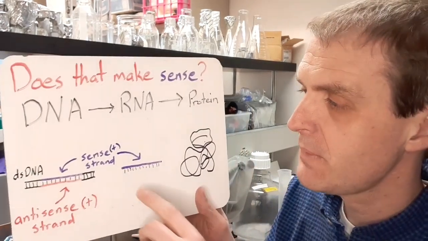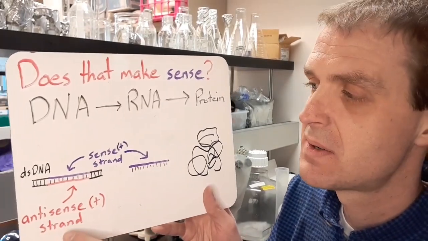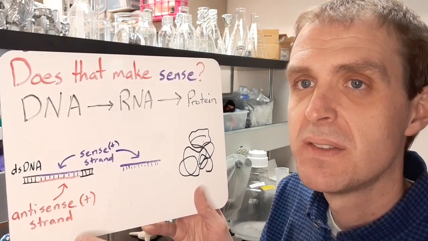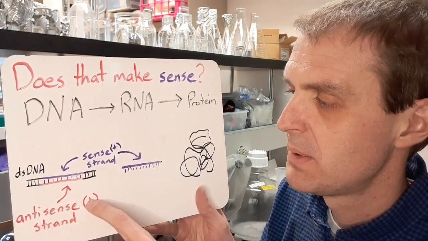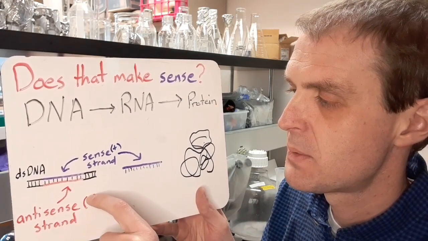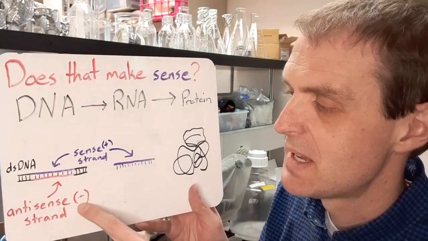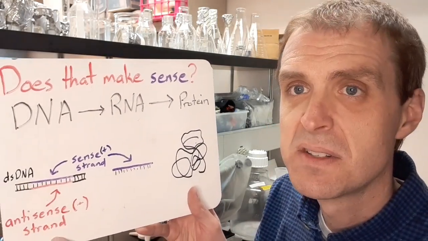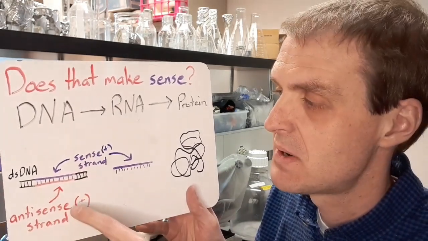And then if you have a sense strand, the strand of DNA opposite of it is going to be called the antisense strand. And I put a plus sign in there, and that is wrong. It should be a minus sign. So that's a minus sign if you can't see that. The antisense strand is also known as the template strand, and the sense strand is the non-template strand.